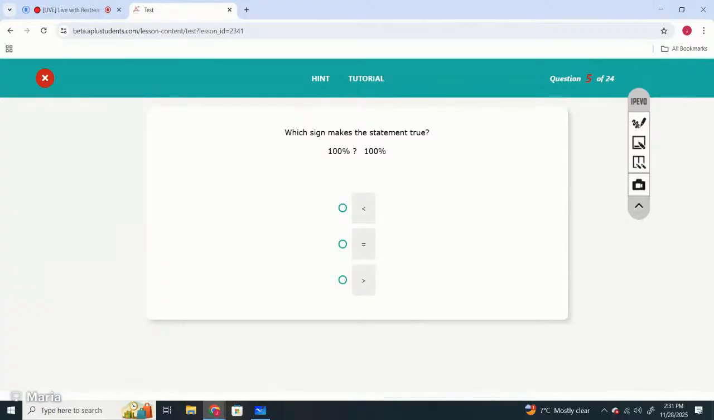Which sign makes the statement true? 100% is equal to 100%. Both sides are exactly equal.